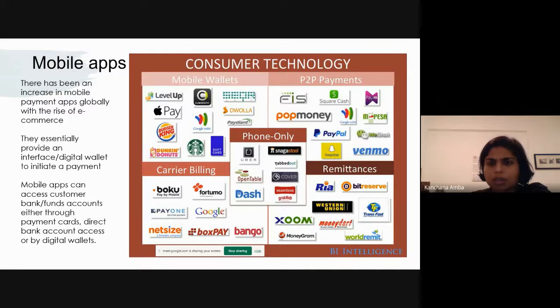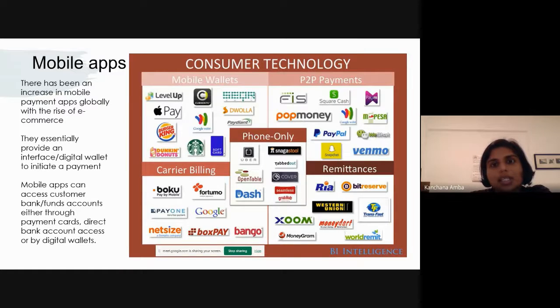Then for Uber, in this specification they say phone only. I think you just use the phone for your purchases, like you use Uber, or OpenTable, which is a restaurant booking app, so that you can book the restaurant through OpenTable. And Dash is like Uber again, like Uber Eats. And then I don't know exactly what carrier billing is. I'll just check that one out.